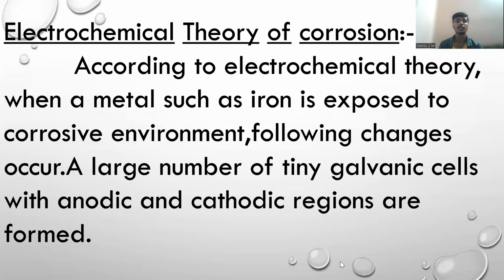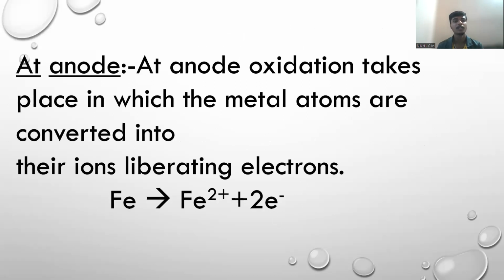Now let us discuss the electrochemical theory of corrosion. According to the electrochemical theory, when a metal such as iron is exposed to a corrosive environment, the following changes occur. A large number of tiny galvanic cells with anodic and cathodic regions are formed. At the anode, oxidation takes place in which the metal atoms are converted into their ions, liberating electrons. Fe gives Fe2+ plus 2 electrons.